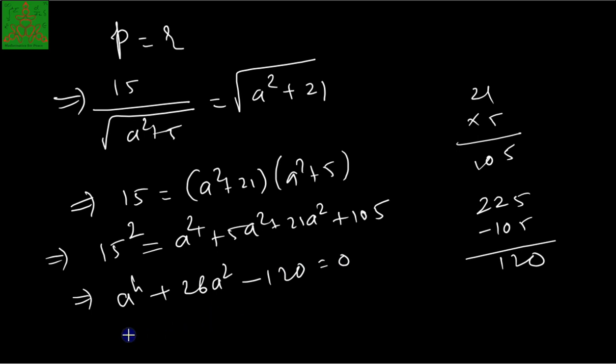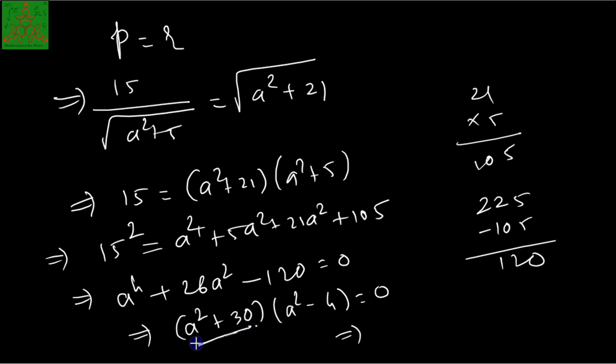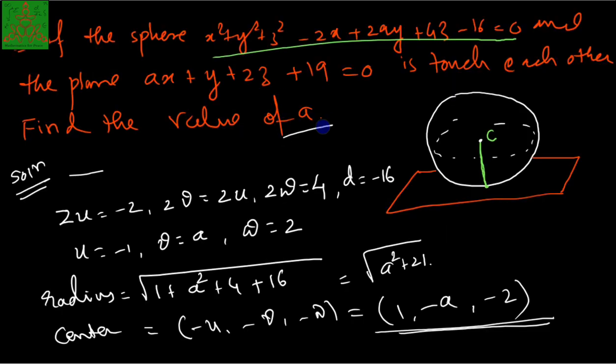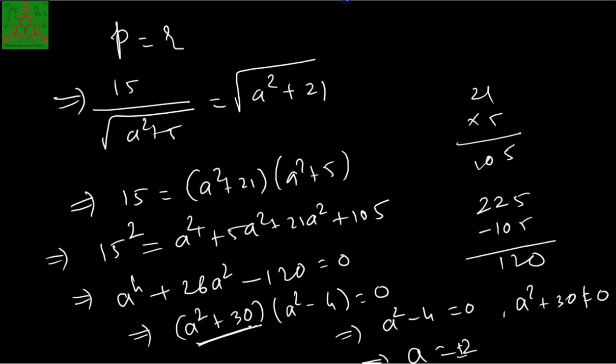So hence, if you factorize this, it factorizes into a square plus 30 and a square minus 4 equal to 0. But a square plus 30 will never be 0. So a square is 4, because a square plus 30 is not equal to 0. So the value of a is plus or minus 2. The question was to find the value of a, and the value of a we got is plus or minus 2.